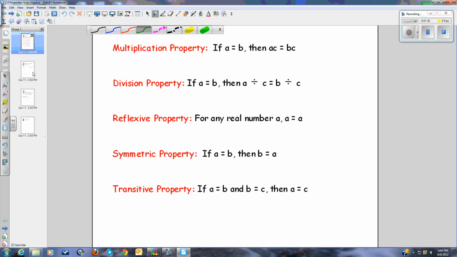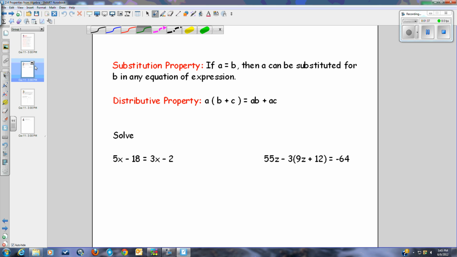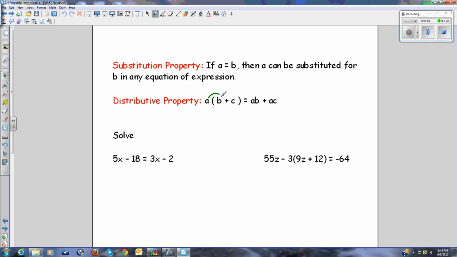Moving on to the next page. The substitution property. If A equals B, then A can be substituted for B in any equation or expression. And the distributive property. A times, in parentheses, B plus C is equal to A times B plus A times C. You just distribute.